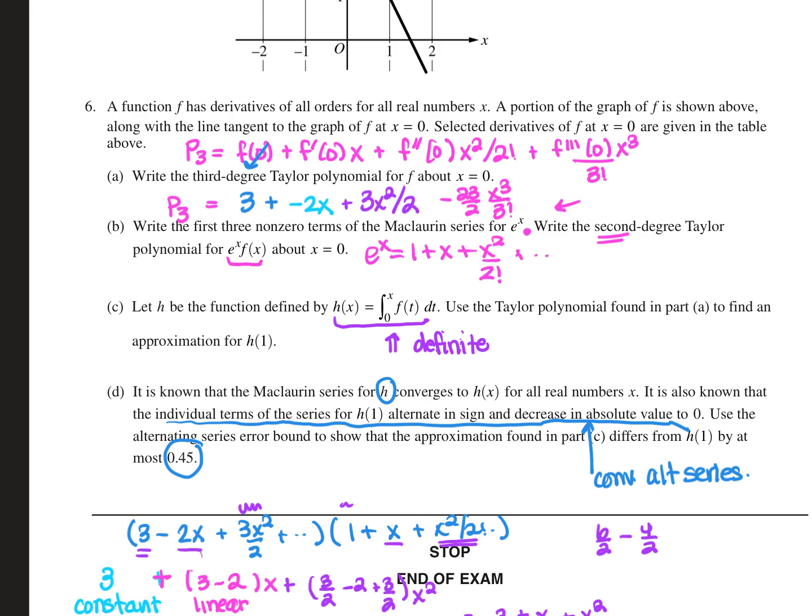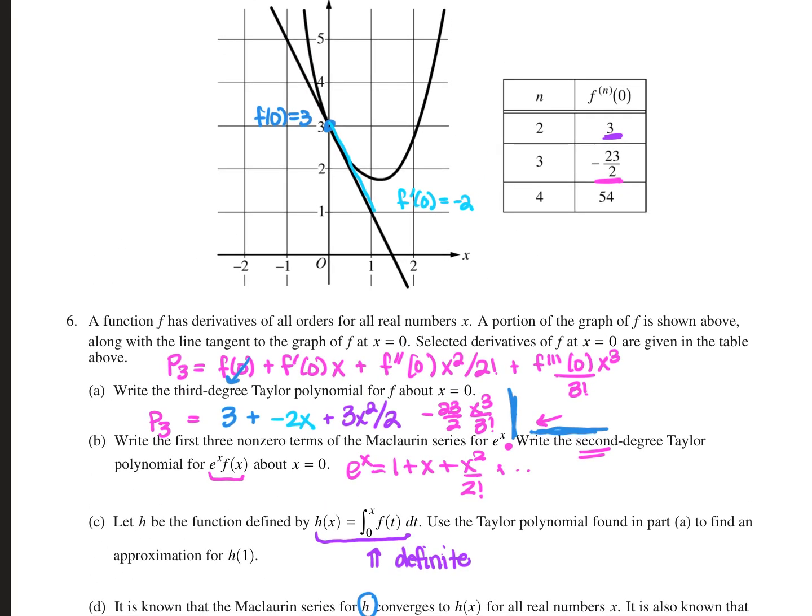We used all of these terms to do the approximation. For the alternating series, the first omitted term is the error. So I need to go back up here and build my next term. My next term would have been 54x to the 4th over 4 factorial. That's our term for f, and the rest of the polynomial is in front of it. If I want to get to h, that means I have to integrate it. So 54x to the 5th over 5 times 4 factorial, which is the same thing as 5 factorial. So my error is going to have to do with this value, 54x to the 5th.